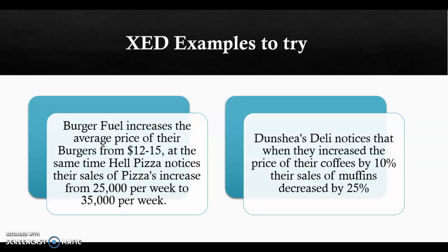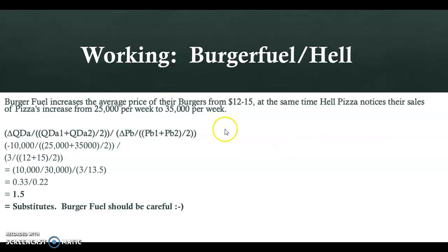So we'll start with Burger Fuel, all right? And here's the information. They've increased the price of their burgers. I know that they've got different burgers, so I like going for the average value. And then Hell Pizza notices that the sales of pizzas increase. I've totally made this up, all right? It's totally made up. Please don't take these as actual numbers.